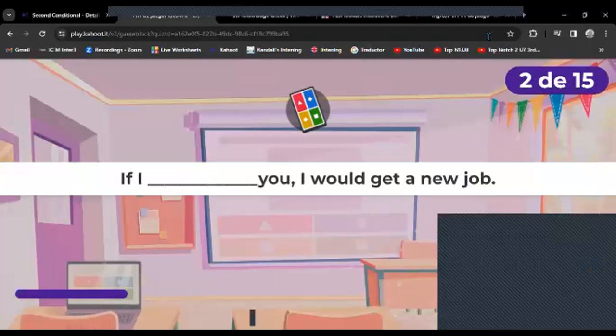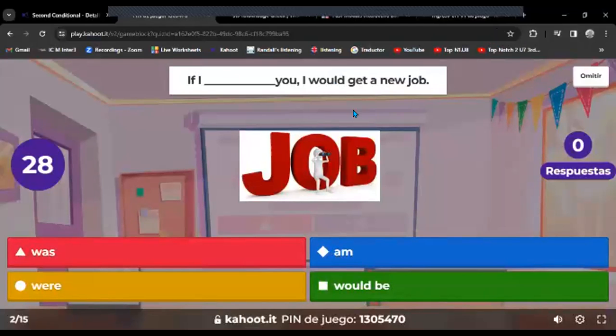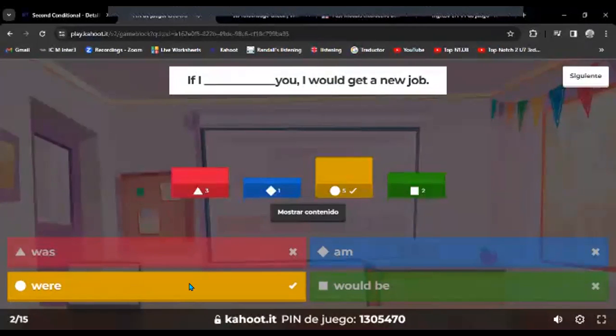Okay, in the second one. If I blank, está arriba la oración, miren. If I blank you, I will get a new job. Las opciones son if I was you, if I were you, el was el rojo, el were el yellow, el am el blue, y el green es will be. If I will be, I will get a new job. La amarilla es were, if I were you, I will get a new job. If I was you, es la roja. Okay, the answer is were, right?